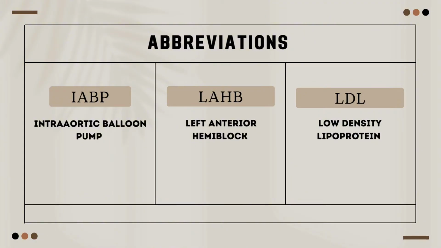Anterior hemiblock, also known as the left anterior fascicular block, is a condition characterized by a delay in one of the branches of the left bundle branch of the heart's electrical system.